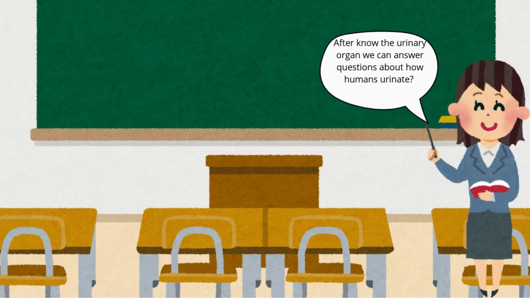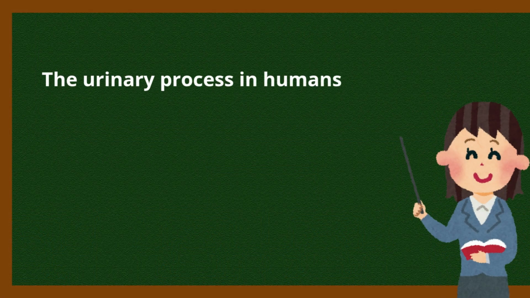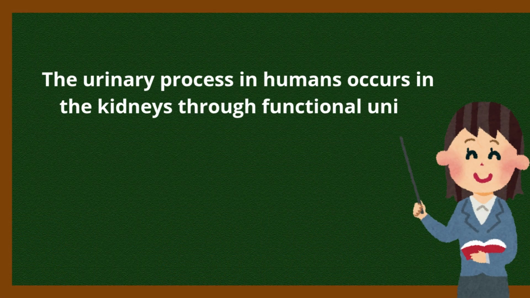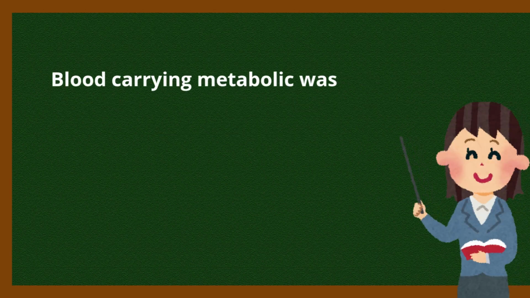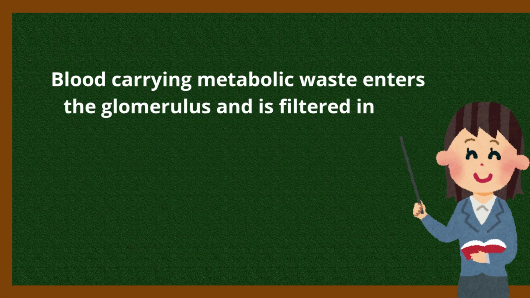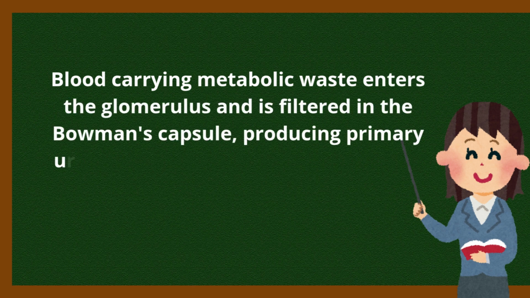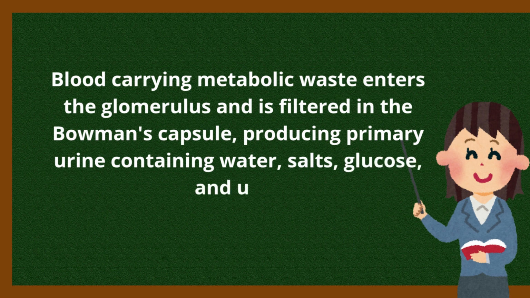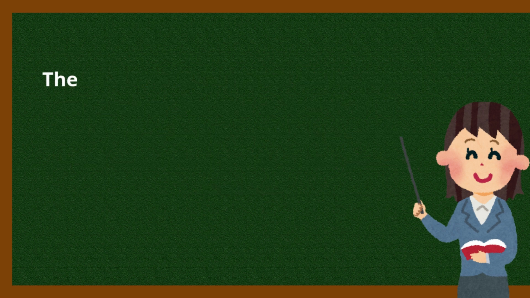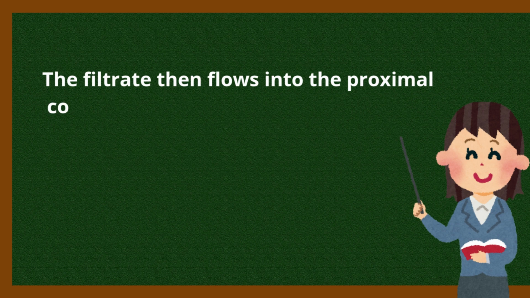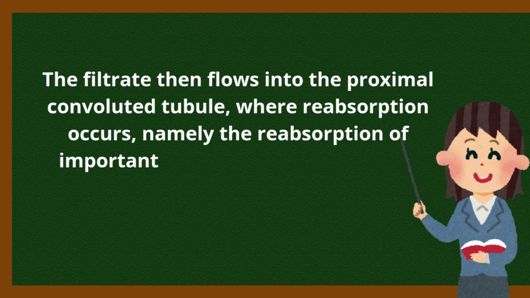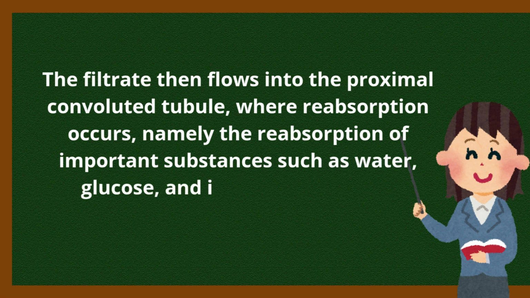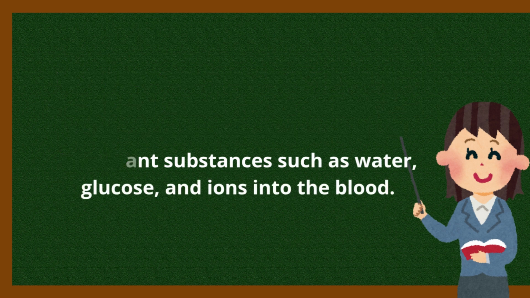After knowing the urinary organs, we can answer questions about how humans urinate. The urinary process in humans occurs in the kidneys through functional units called nephrons. Blood carrying metabolic waste enters the glomerulus and is filtered in the Bowman's capsule, producing primary urine containing water, salts, glucose, and urea. The filtrate then flows into the proximal convoluted tubule, where reabsorption occurs, namely the reabsorption of important substances such as water, glucose, and ions into the blood.